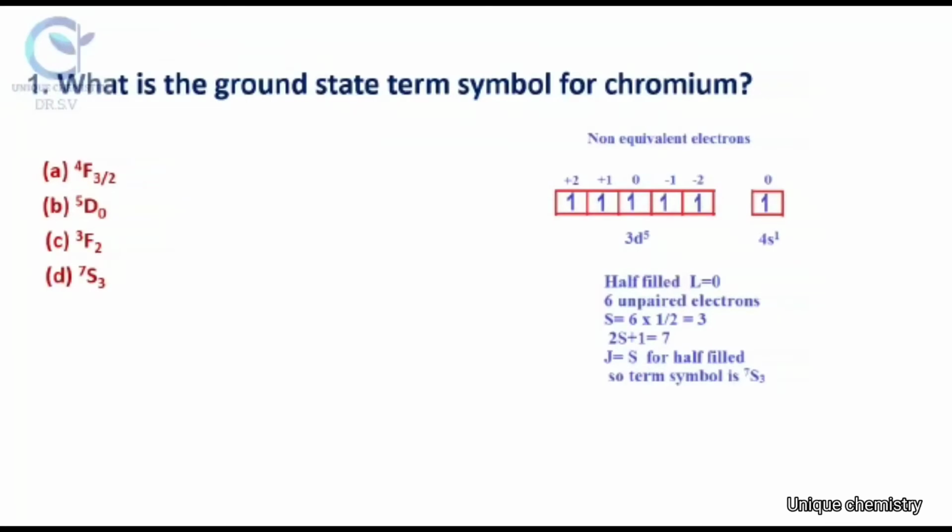Totally 6 unpaired electrons are present. So S is equal to 6 into 1/2, that is equal to 3. Then the spin multiplicity 2S plus 1 is equal to 7. Now J: because it's half filled, J is equal to S for half-filled configurations. So the term symbol is septet S3. Option D is correct.